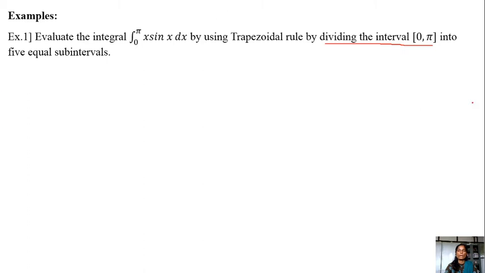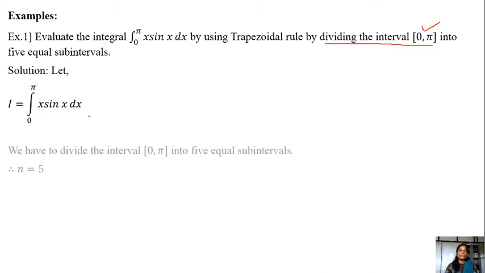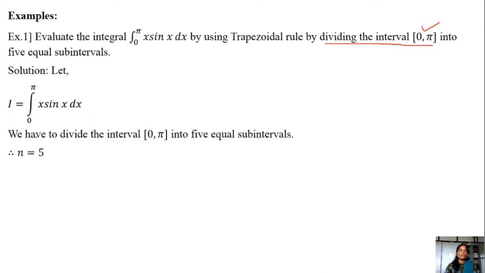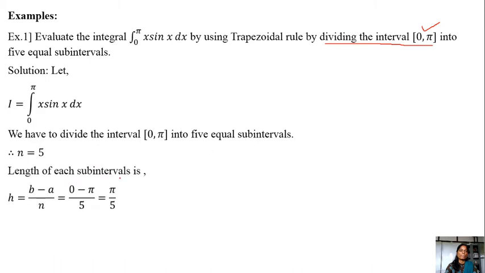So here we have to divide this interval into 5 sub-equal intervals. So we may call this integration as I is equal to integration 0 to pi x sine x dx. One more thing, we have to divide this interval into 5 sub-intervals. So n is nothing but the number of intervals. So here n equal to 5, and therefore the length of each sub-interval, how to compute this?